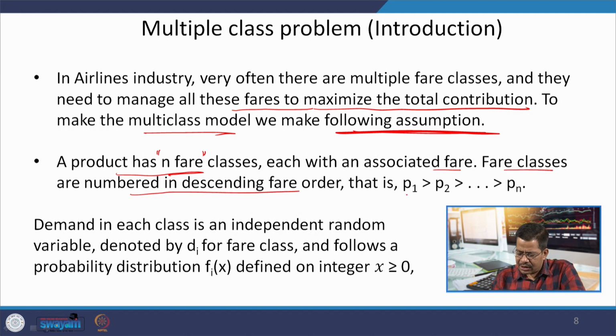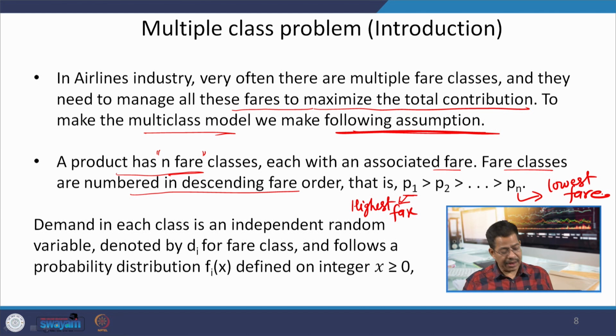So, class 1, this will be the general terminology we are going to follow, and we are already following it in earlier classes also. 1 is considered to be the highest fare class, 2 is the second highest, 3 is the third highest, and n is the lowest fare class. So, P1, P2, P3 up to Pn, if n fare classes are there. P1 is the highest fare and Pn is the lowest fare.